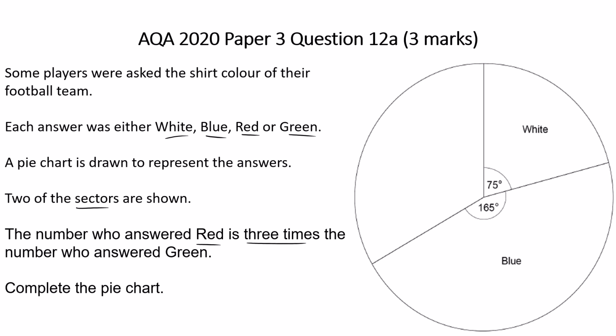So what I would do as soon as I see that information is just write a little ratio. So red is 3 parts, green is 1 part, and we can see from that ratio that the angle for red has got to be 3 times bigger than the angle for green. We've then got to draw this on a pie chart.